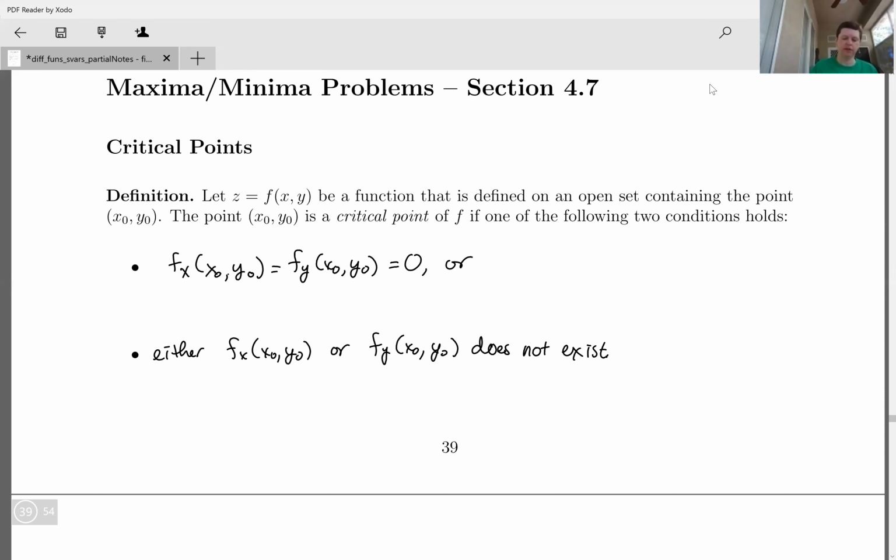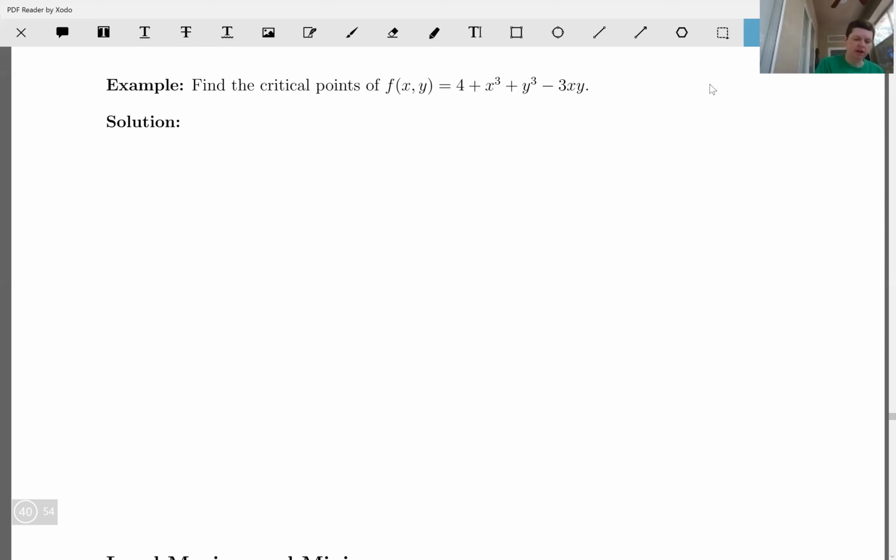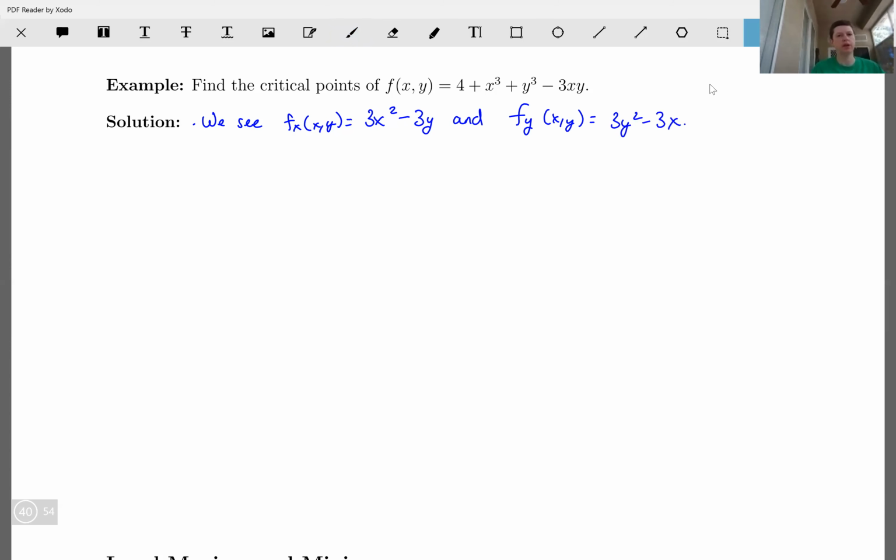So let's do an example. Let's find the critical points of this function here. Step 1 is to find the first partials. The first partial with respect to x is 3 times x squared minus 3 times y. And the first partial with respect to y is 3 times y squared minus 3 times x. Both are defined for all x and y, so we only need to see where they are both simultaneously 0.